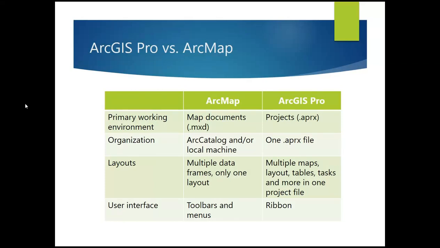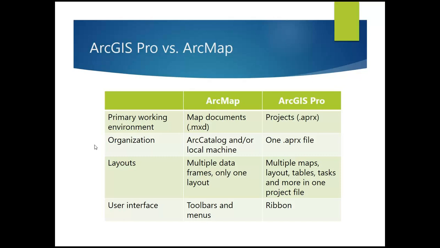For the user interface, ArcMap used toolbars and menus that you had to navigate through. But now in ArcGIS Pro, you have one single contextual ribbon that allows you to view tools in one location without having to open several windows at a time. There are obviously other differences between these two applications, but the ones we just covered are some of the biggest you will encounter when transitioning from ArcMap to ArcGIS Pro. Some of these differences, along with others, will be covered later on in the demo portion of the webinar.